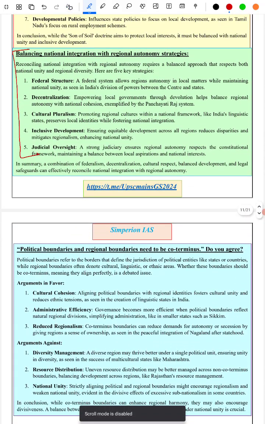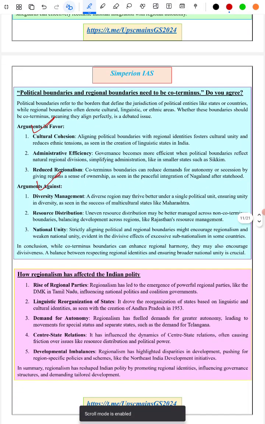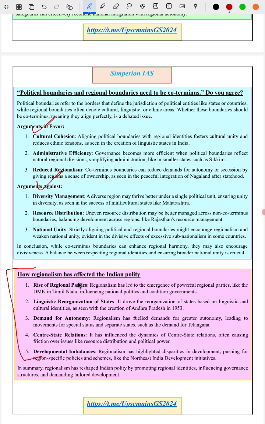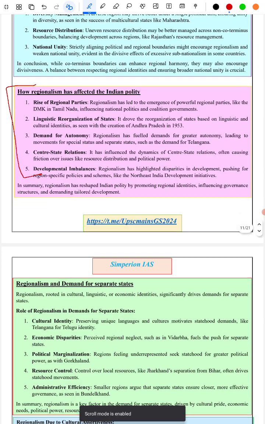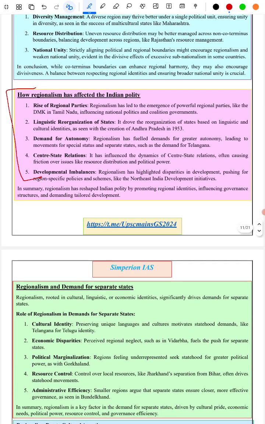Next, it's another PYQ question. Political boundaries and regional boundaries need to be coterminous. Do you agree? We have given arguments in favor and arguments against, 3 points each. Very crisp answer. Next, we have covered how regionalism has affected Indian unity. This is again a PYQ question, on the implication or impact of regionalism on India or national unity. We have covered that as well.